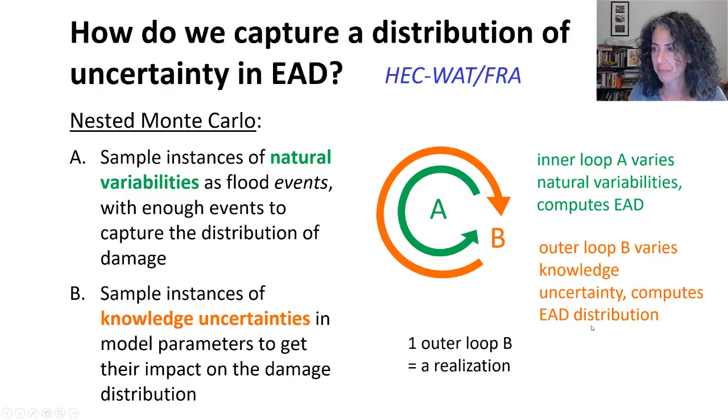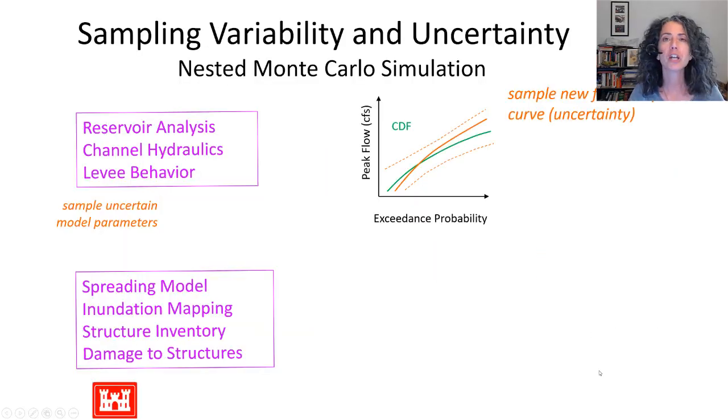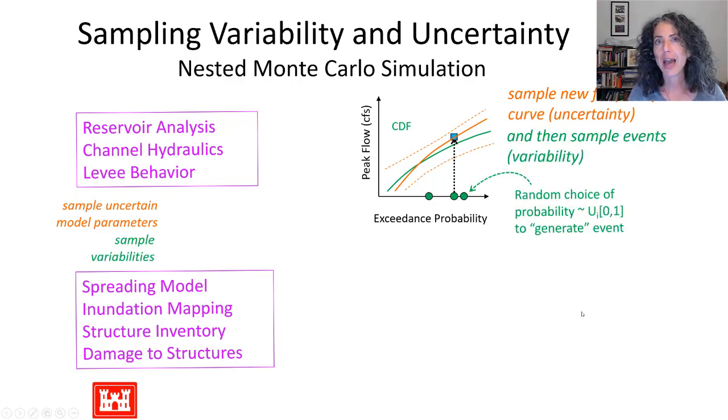Right? What this looks like in the sampling is instead of sampling my flood events off of the original flow frequency curve, I'm going to sample a new flow frequency curve from within its uncertainty. Right? I'm also going to be sampling all of the uncertain model parameters within my watershed models. Right? Then once I've done that, now I go to my inner loop and I sample flood events, right, and all the other variabilities that might occur within the watershed, like reservoir levels, right?